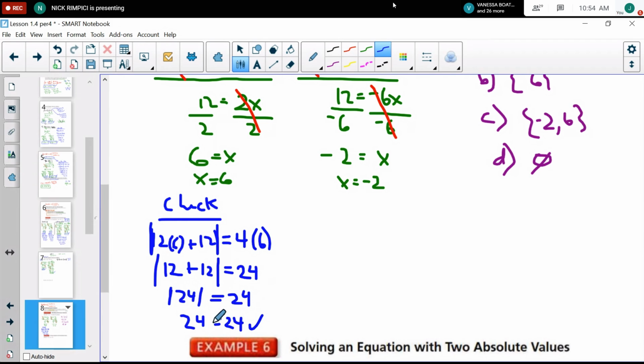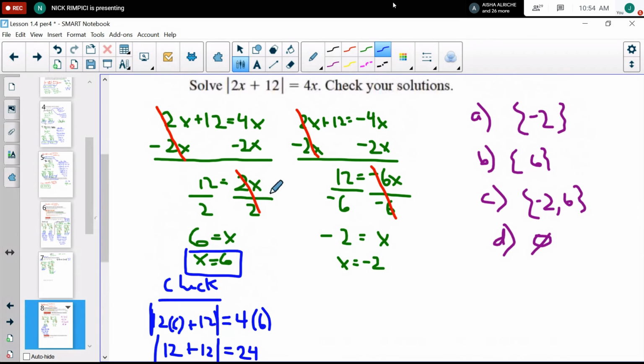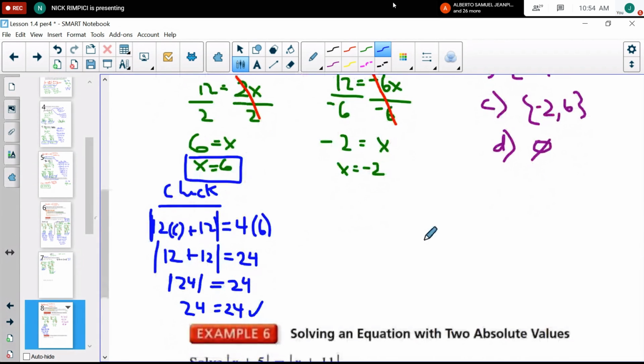So clearly, using 6 makes the left and right side equal. So I know for sure now that 6 is indeed a solution. It makes the statement truthful. Okay. It makes the original statement work out. So that means that 6 is definitely a solution, and I can put a box around it because I know it works. Now, I have to do the same thing for negative 2, and I haven't shown that negative 2 works as of yet, and I have to go back and do that.